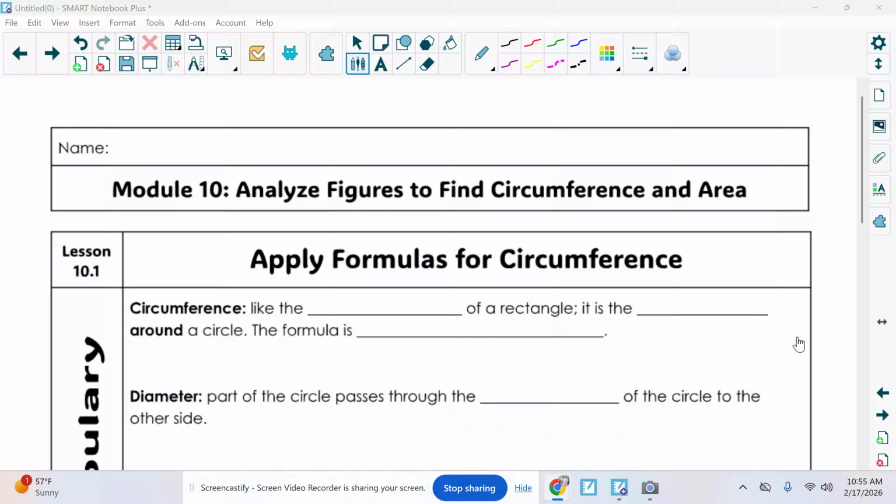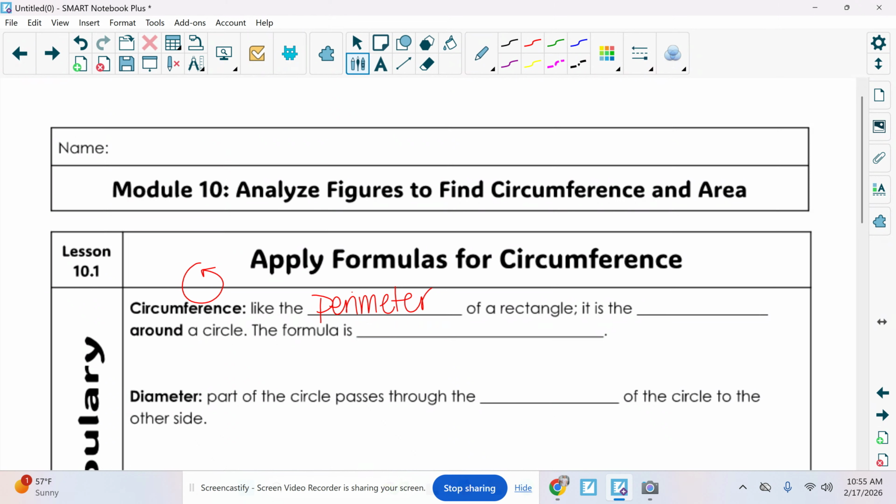All right. So, circumference, okay? Circumference is like the perimeter of a rectangle. Remember, we wrote this like 50 times.